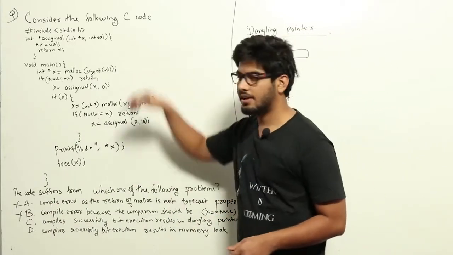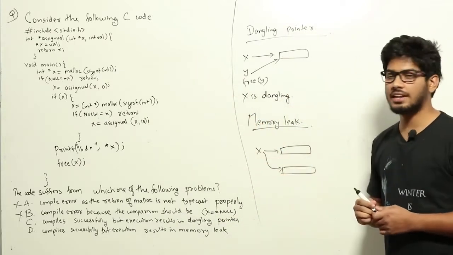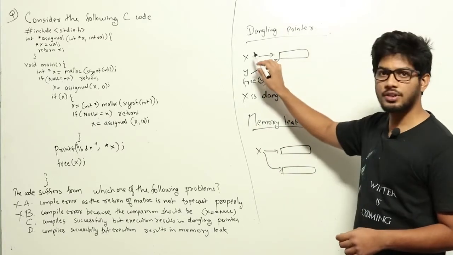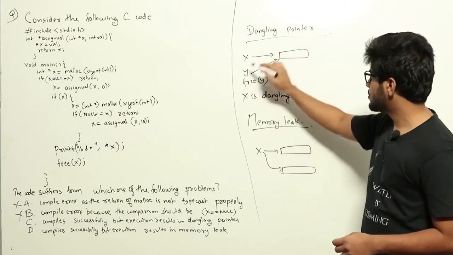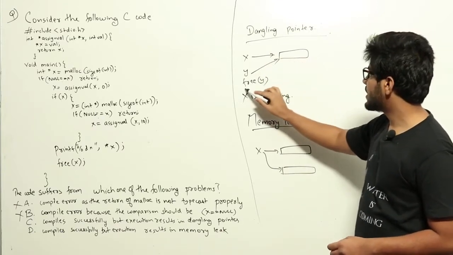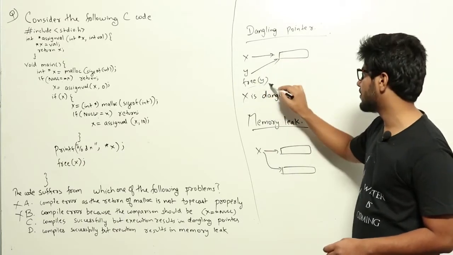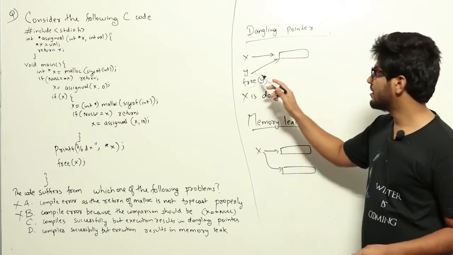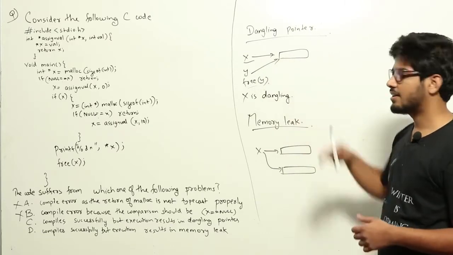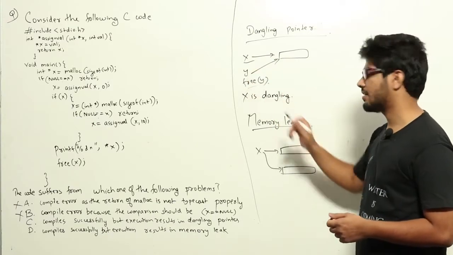So let's look at this question. Before that, let's look at what dangling pointers and memory leaks mean. A dangling pointer is this. Suppose we have a pointer X pointing to a memory location. Suppose we have another pointer Y that's also pointing to the same memory location. And suppose we are freeing this memory location using this pointer Y. Now Y will be set to null, but X is still pointing to this memory location, which is invalid now since this has been deallocated. So we say that X is dangling here.